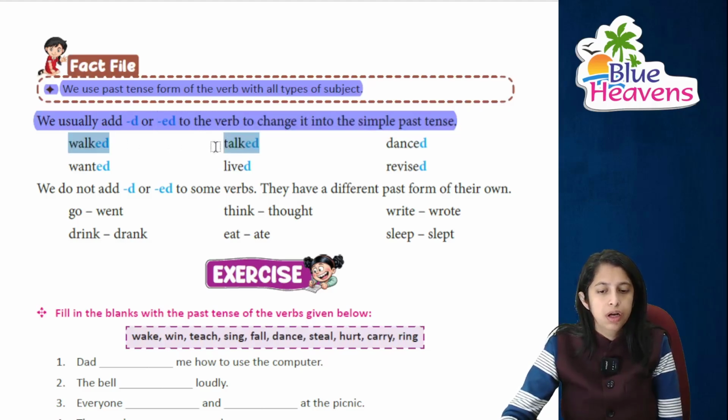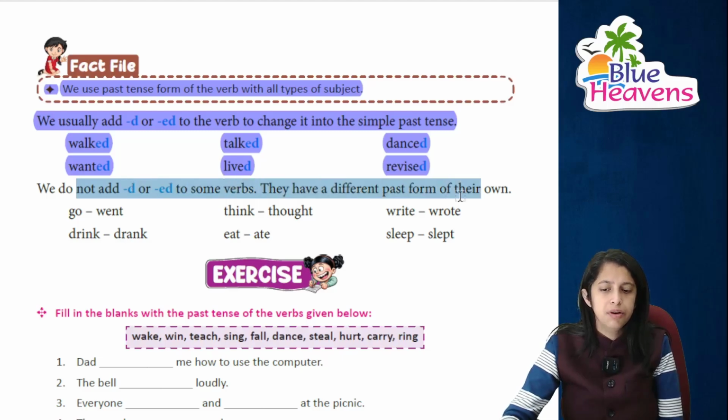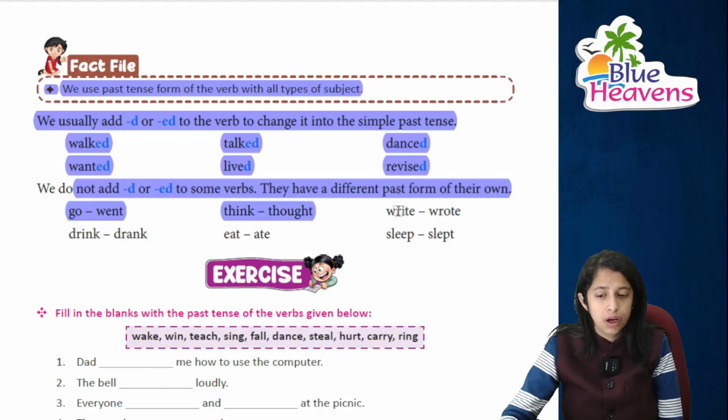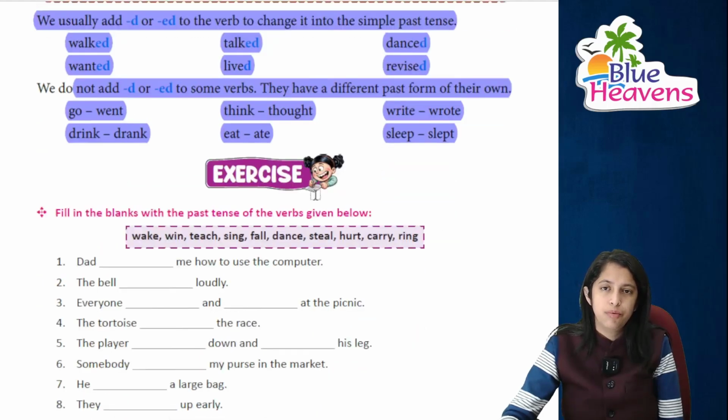जैसे कि walked, talked, danced, right? Wanted, lived, revised, right? We do not add d or ed to some verbs, कुछ में add नहीं करते हैं because they have a different past form of their own. उनकी खुद की past form होती है. जैसे go का went होता है, think का thought होता है, teach का taught होता है, bring का brought होता है, write का wrote होता है, drink का drank, eat का ate, and sleep का slept, weep का wept.